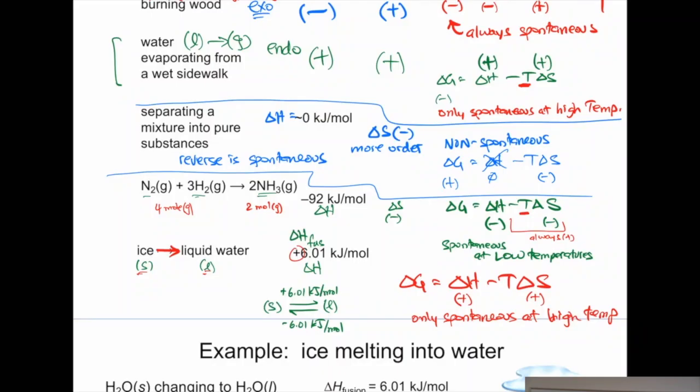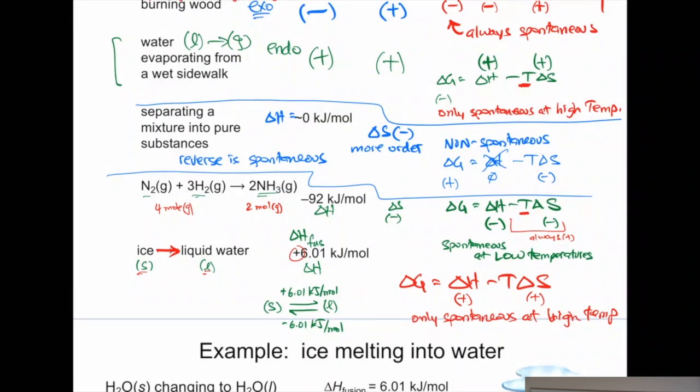Once again, the T delta S term is always a positive value. So we have a positive and a positive, but we're subtracting. So at higher temperatures, this number becomes greater than this number, so it's going to be negative. So it's only spontaneous at high temperatures.